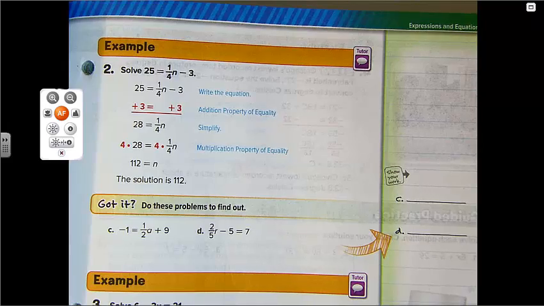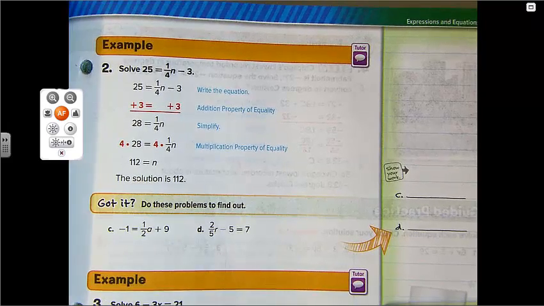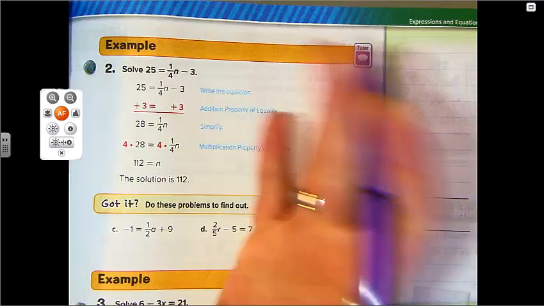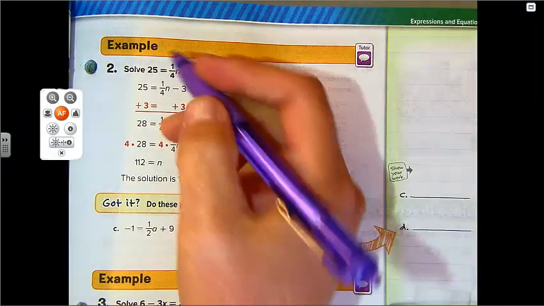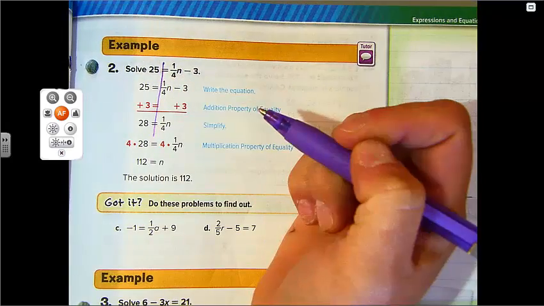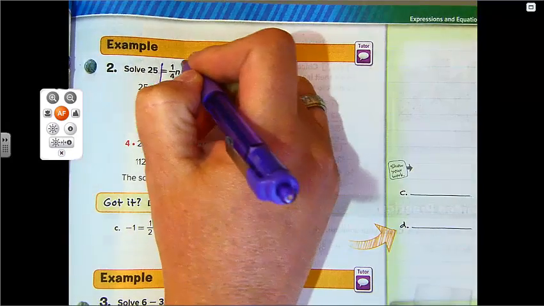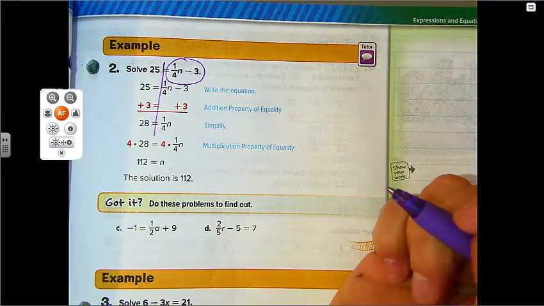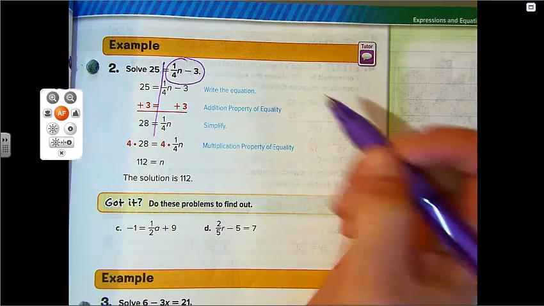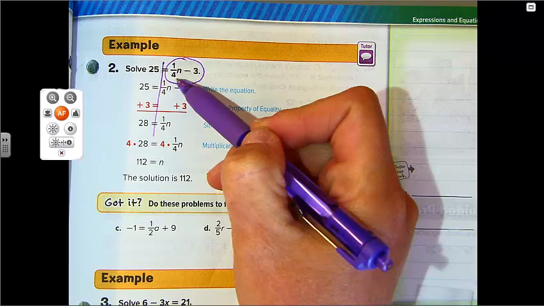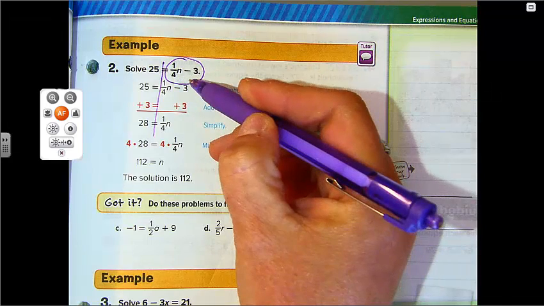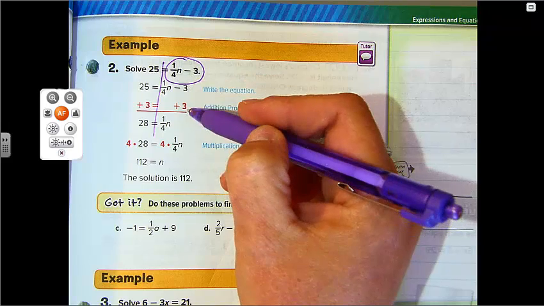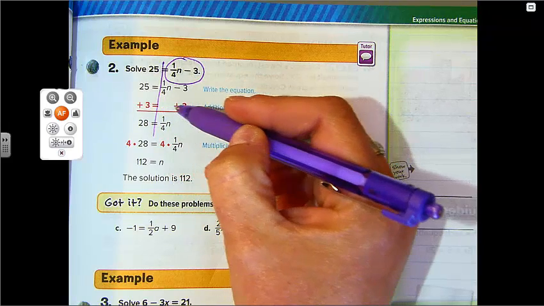Now let's talk about example number 2. Example number 2 is the same concept. I'm going to be using 2 steps in order to solve this equation. So draw your line down from the equal sign. Focus on the variable, the side that has the letter. And I want to move everything not attached to 1/4 n. Well, the thing not attached to 1/4 n is a -3. So when I do the opposite of -3, I'm going to add 3 to both sides.